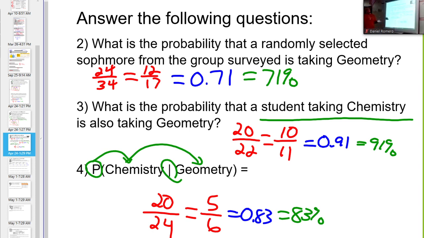So then sometimes you'll be asked some type of analytical question, like what is more likely to occur? Are you more likely to select a geometry student within the chemistry students, or a chemistry student within the geometry students? Which one is more likely? It's about likelihood. Which one of these scenarios is more likely? Somebody who is already taking chemistry also happens to be taking geometry.